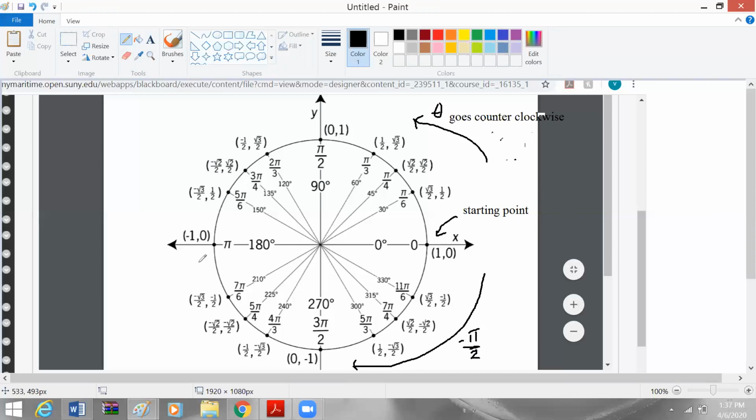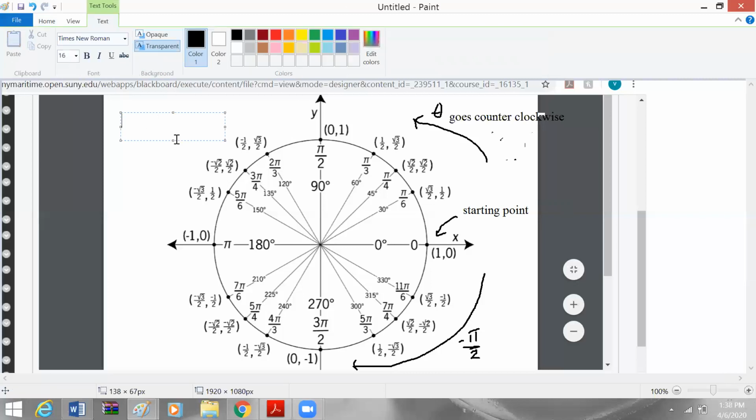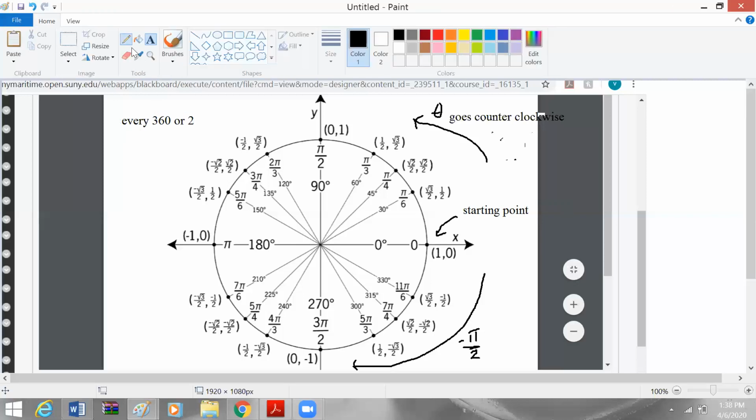So the most important thing that we need to know is that sine and cosine are periodic functions. So when it comes to sine and cosine, every 360 degrees or 2 pi it repeats itself. So you basically come back to the original point, right? Repeat.